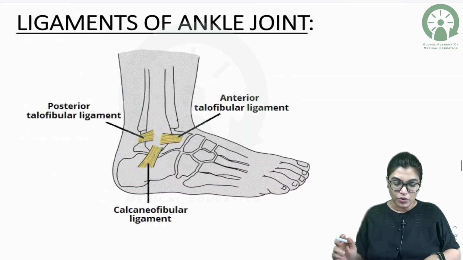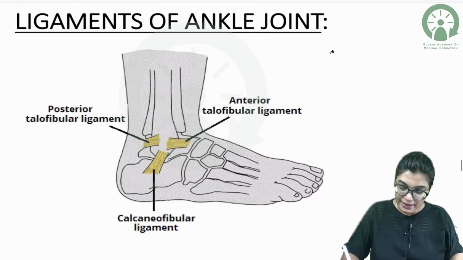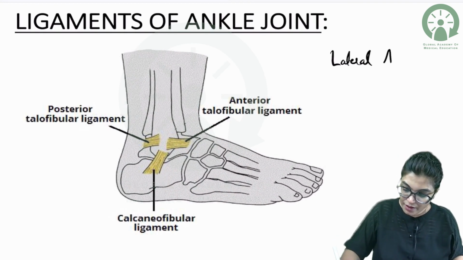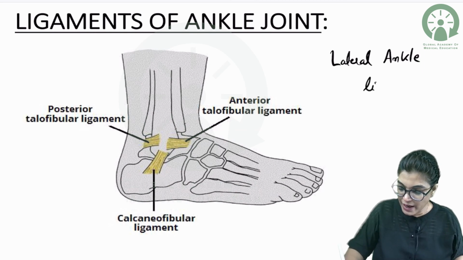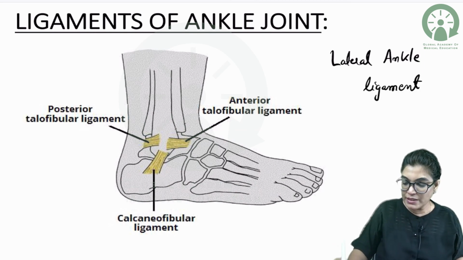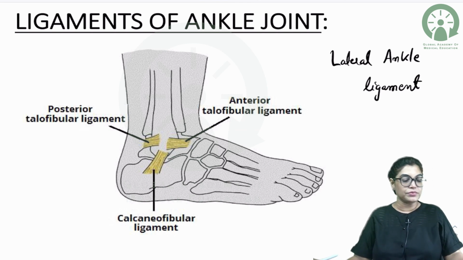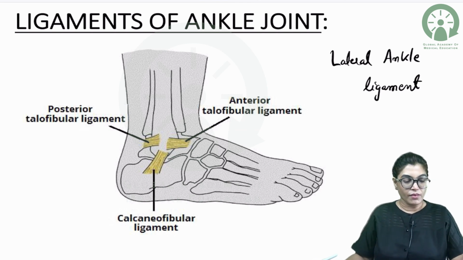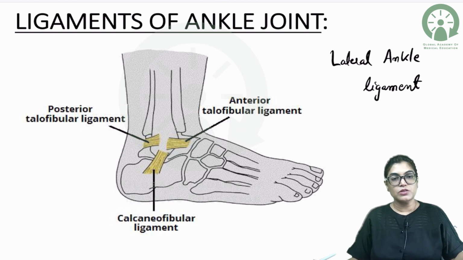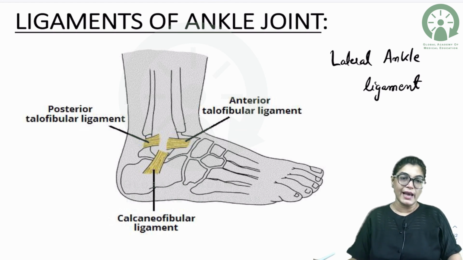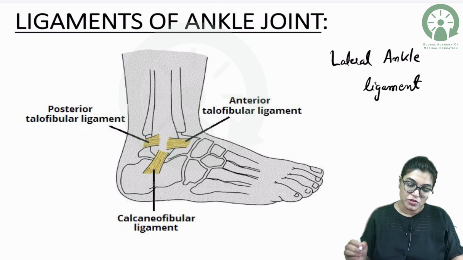Now, coming to the lateral ankle ligament. The deltoid ligament we have already done. The lateral ankle ligament is less strong than the deltoid ligament, but it also gives support, and it is important for us to know the parts of the lateral ankle ligament. There are three components of the lateral ankle ligament.